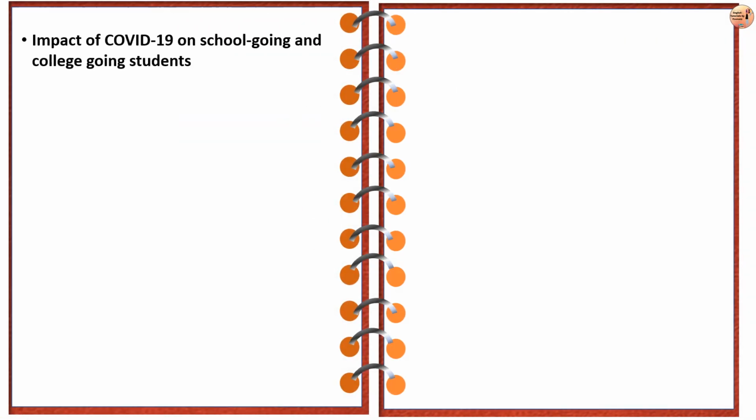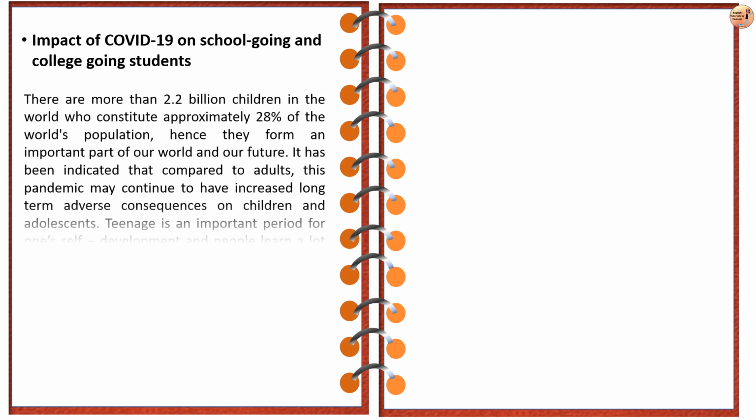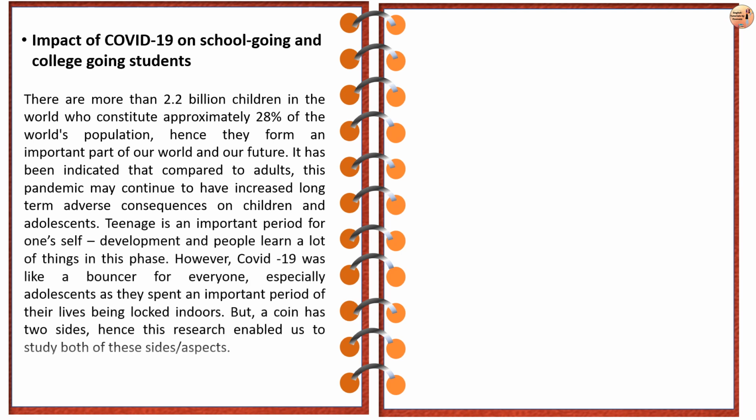After writing a brief introduction of your topic, you will do the analysis of the data collected and will write a summary note. In this example, the outcome of the first questionnaire, based on the problem impact of COVID-19 on school-going and college-going students, is as follows. There are more than 2.2 billion children in the world who constitute approximately 28% of the world's population. Hence, they form an important part of our world and our future.